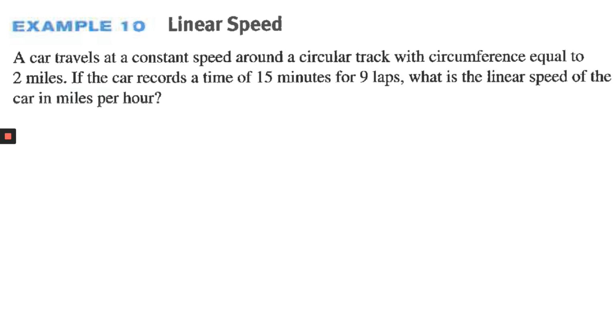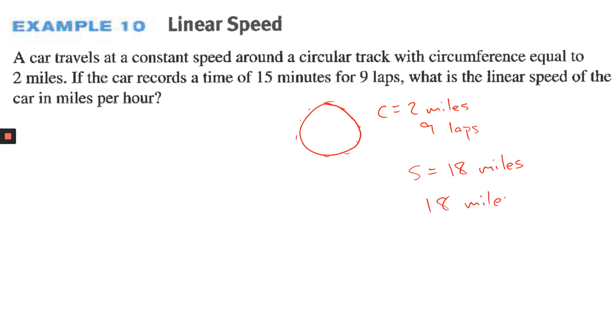All right, so a car travels at a constant speed around a circular track. The circumference is 2 miles. So the distance all the way around here is 2 miles. We'll go for 9 laps. All right, so how far did we actually go? The S here is going to be a distance of 18 miles. We've traveled 18 miles if we went 2 miles each lap, and we went for 9 laps. Our time is 15 minutes. So that would be our velocity, our linear speed.